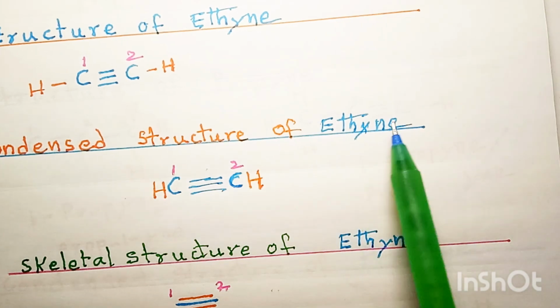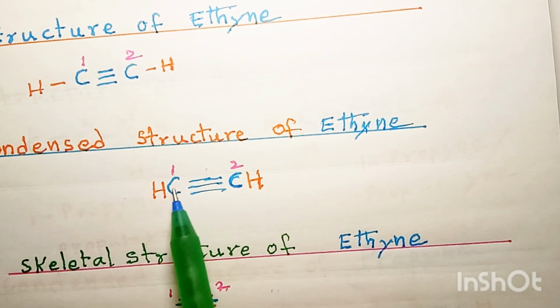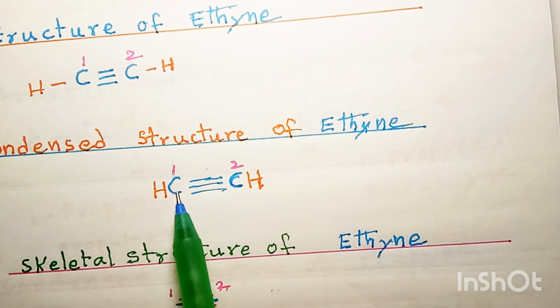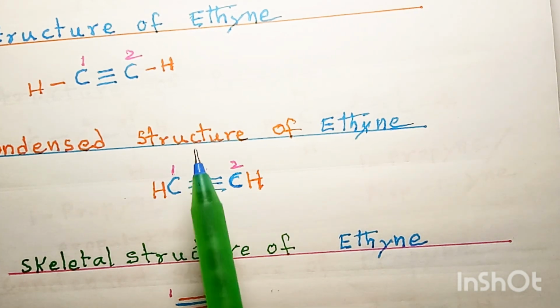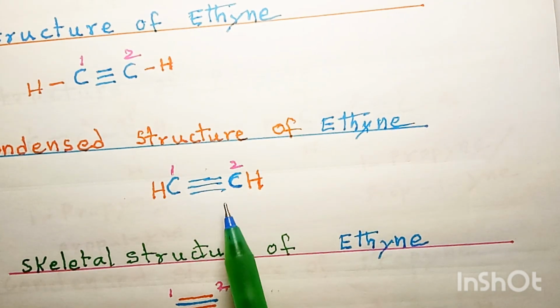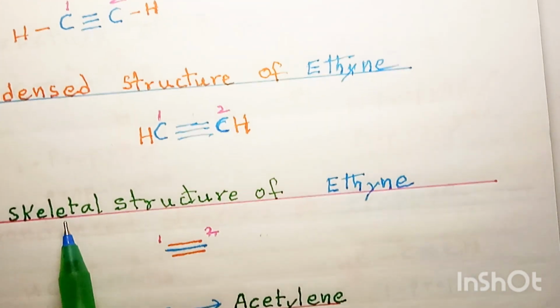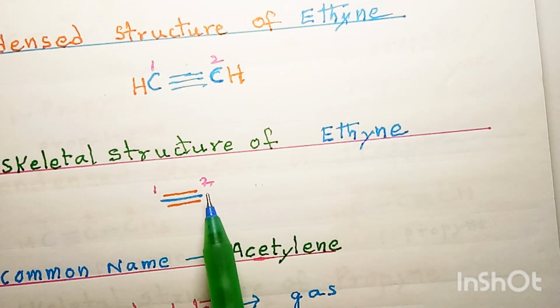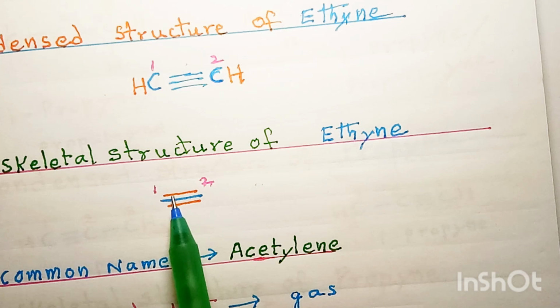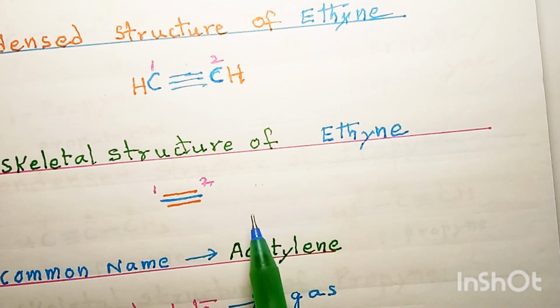Condensed structure of ethyne. Condensed is nothing but we remove the bond between carbon and hydrogen and attach it to the carbon atom. So it will become CH triple bond CH. There are 2 carbon atoms. There is a triple bond between them. So it is called ethyne. We cannot possibly draw a second structure to this. The skeletal structure of ethyne will be, draw 3 lines. This end represents CH. This end represents CH. So CH triple bond CH is the skeletal structure of ethyne.